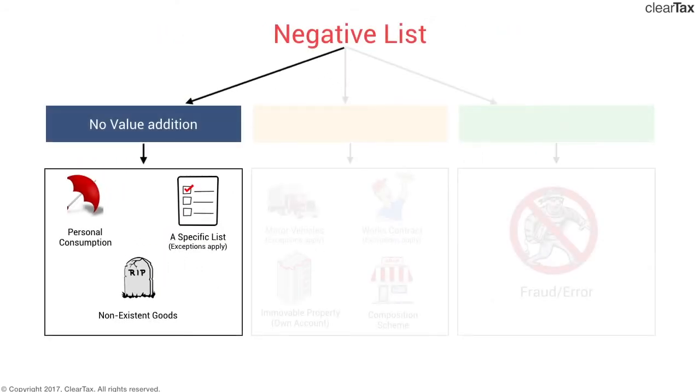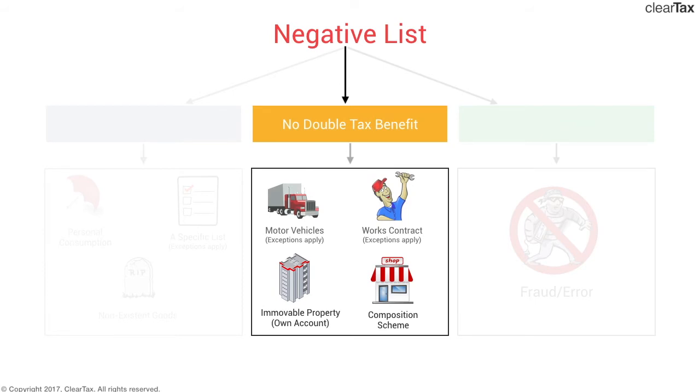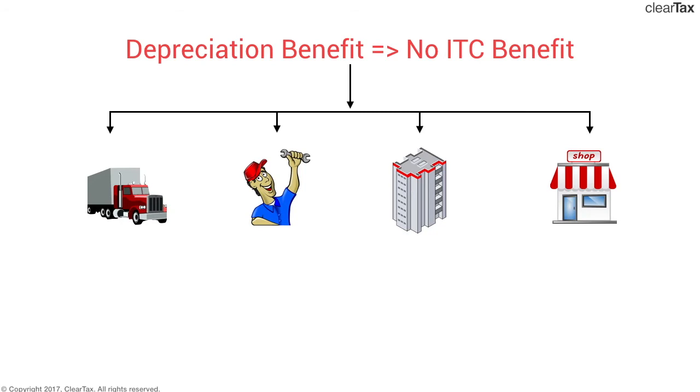The second reason, no double tax benefit. We have 4 items on it. The first one, motor vehicles. It's a general negative list. On supplies of motor vehicles and any other conveyances, no input tax credit is allowed except for 4 specific cases.